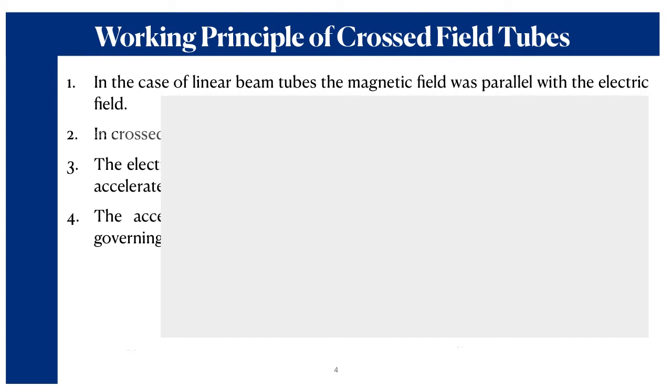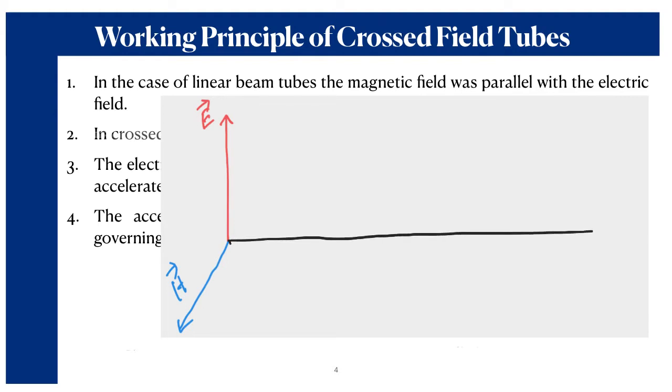For your better understanding of the cycloidal motion, I am giving here a brief description of the cycloidal motion under the application of electric and magnetic field. As you can see, the electric field is applied along the vertical direction, and the magnetic field is applied perpendicular to the electric field along the horizontal direction, and this direction is perpendicular to the plane containing the electric field and magnetic field.